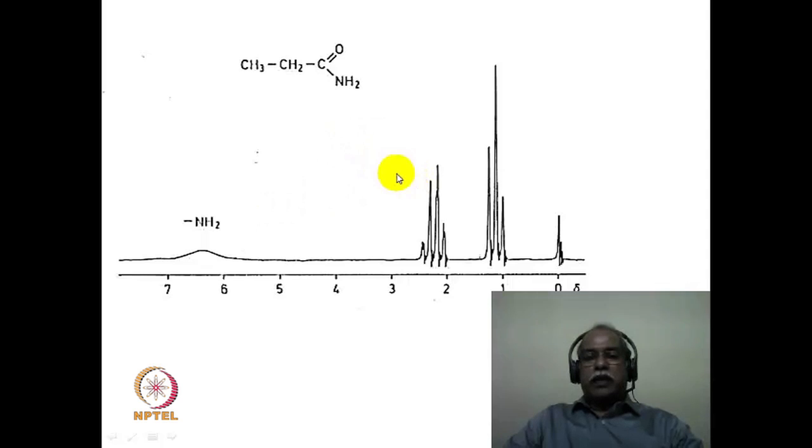Otherwise, the spectrum is fairly routine and simple. You have an ethyl group which is recognized by this pattern of a quartet and a triplet. Please notice that the chemical shift value of the CH2 here, which is adjacent to a carbonyl functional group, is about 2.2 ppm. Anytime a CH2 or CH3 group is adjacent to a carbonyl functional group, this is the region in which it would appear in the NMR spectrum.